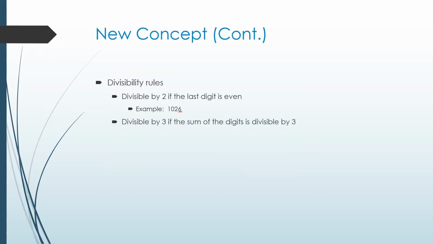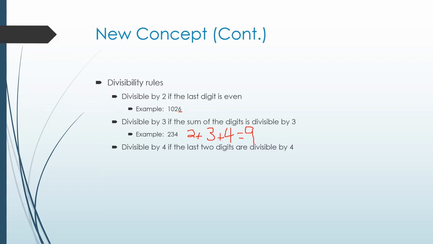Next, divisible by 3 if the sum of the digits is divisible by 3. So if you're looking at a number like 234, the sum of the digits would be 2 plus 3 plus 4, which is 9. And I know that I can divide 9 by 3 and not have a remainder. 9 divided by 3 is 3. So that means 234 would be divisible by 3. That saves me time. I don't have to actually divide by 3.